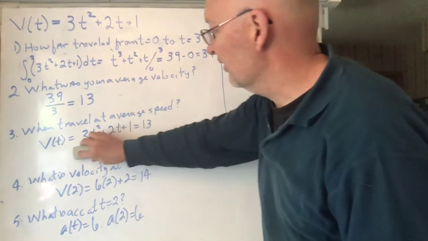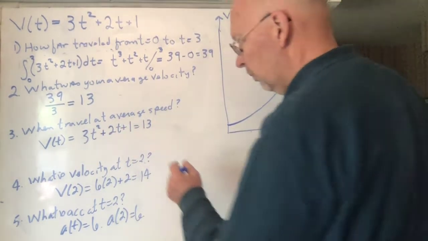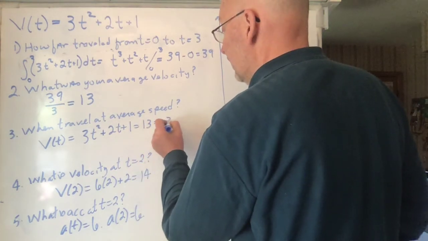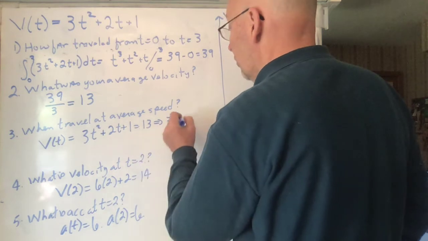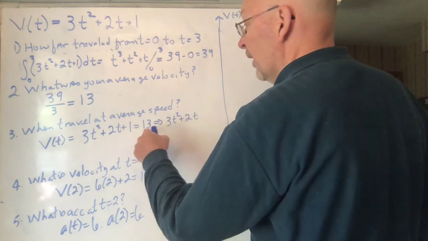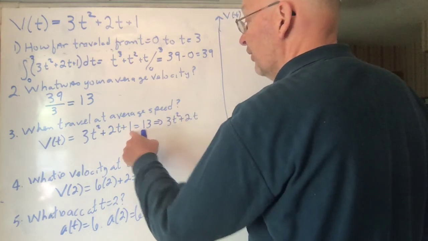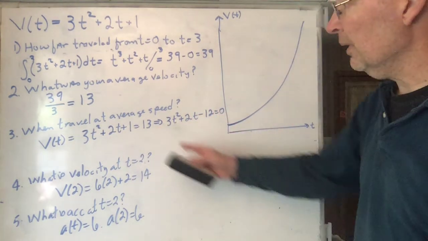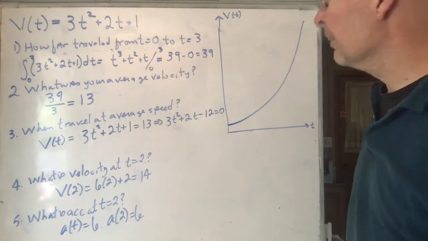This is the only one that gets a little bit messy. And let's go ahead and do as much as we can here. We're going to get 3t squared plus 2t. If you subtract 13 from both sides, you're going to get minus 12 is equal to 0. Subtract 13 from both sides.